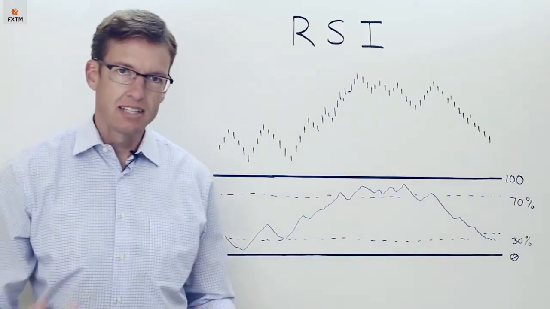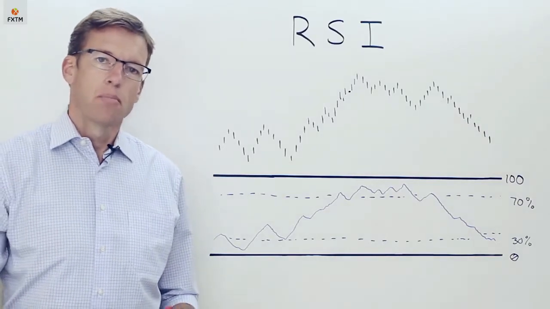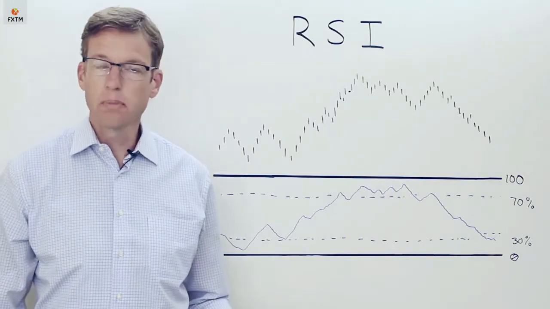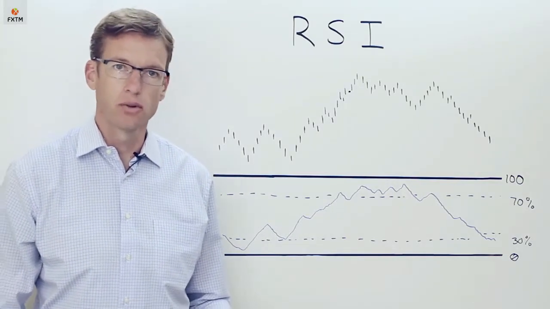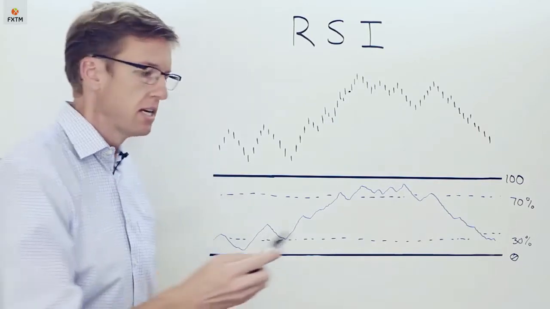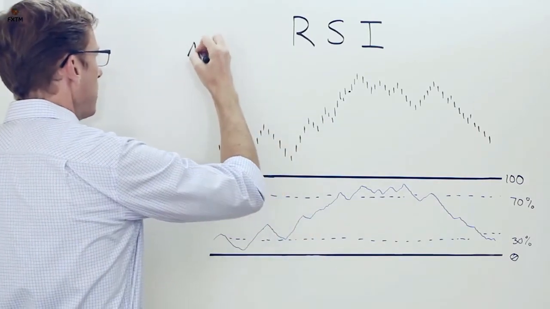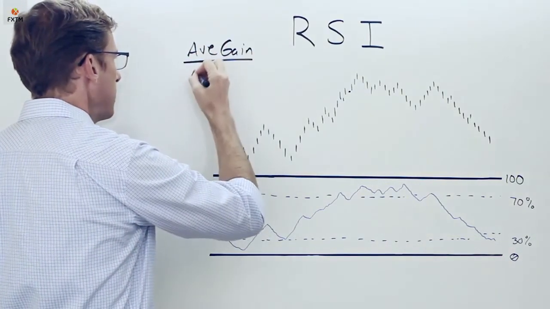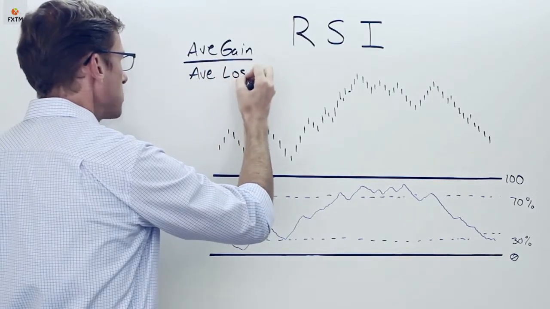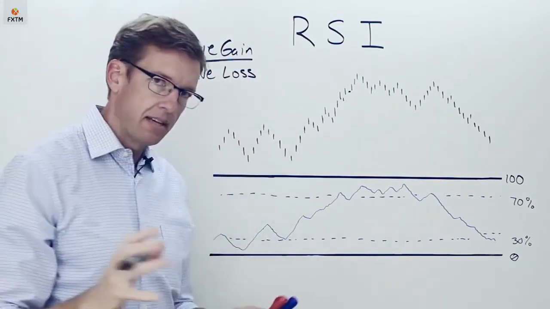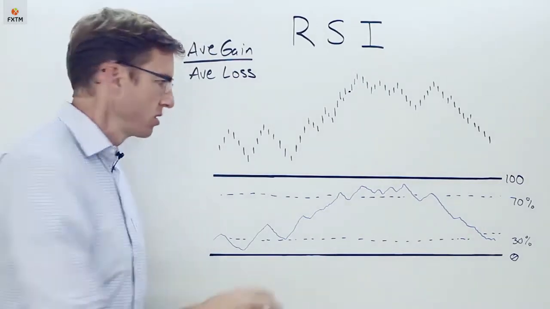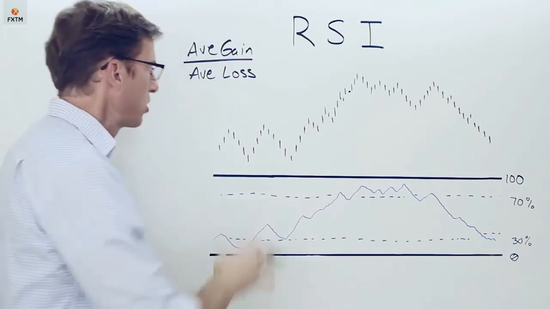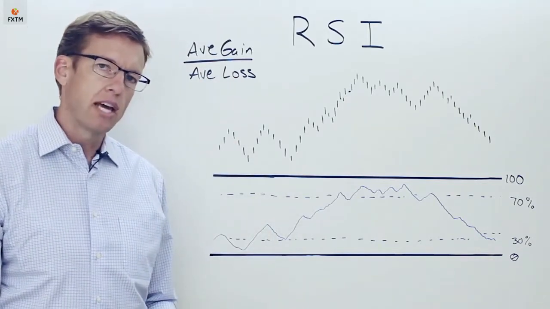Now, the oscillator analyzes price over time by evaluating the average gain versus the average loss over a specific look-back period, which by default is 14 periods, or if you're looking at a daily chart, 14 days. So let's think about it like this. We've got the average gain divided by the average loss over that look-back period. That calculation is then further manipulated so that we can put it on a ratio graph here where it can't go above 100 or below 0. But that's basically what we're doing: the average gain versus the average loss.